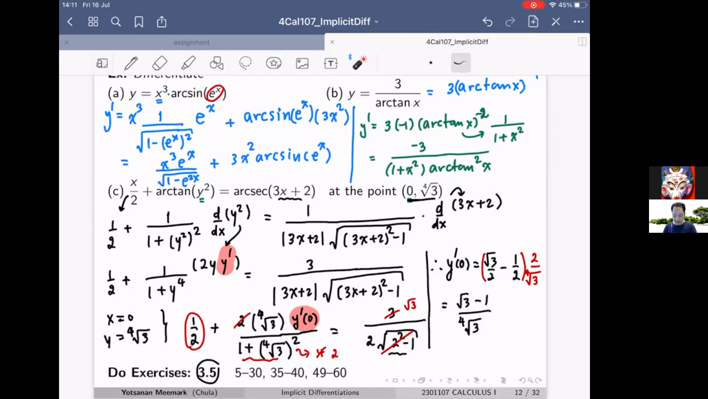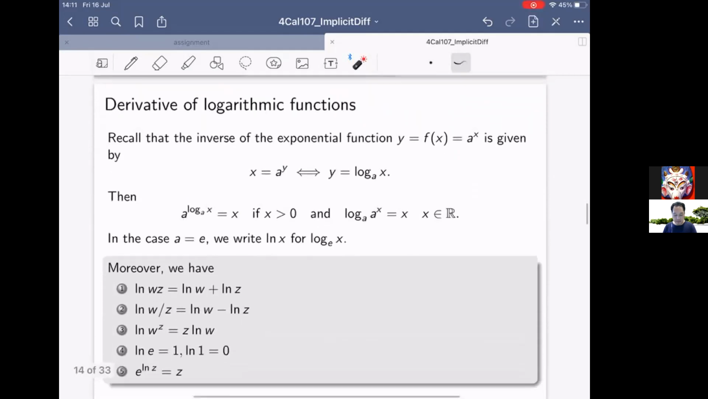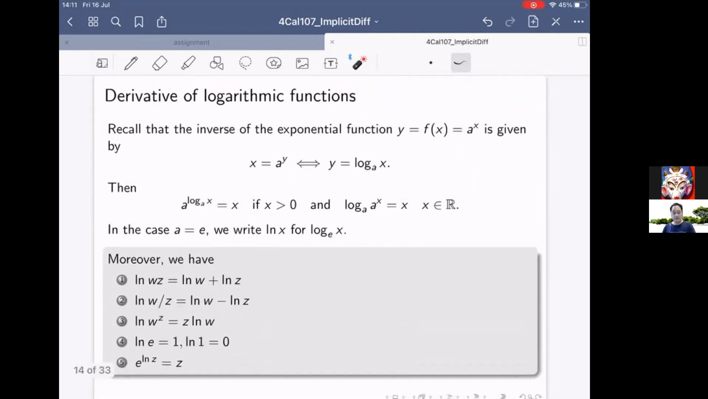Okay, so let us continue further. As we can see, from the implicit differentiation, you can find a derivative of the inverse trigonometric function. So how about the exponential? Because we all know that the derivative of a to the x is a to the x log of a. And the exponential has an inverse, the logarithm. So right now, what we are going to do is to find a derivative of the logarithm function.